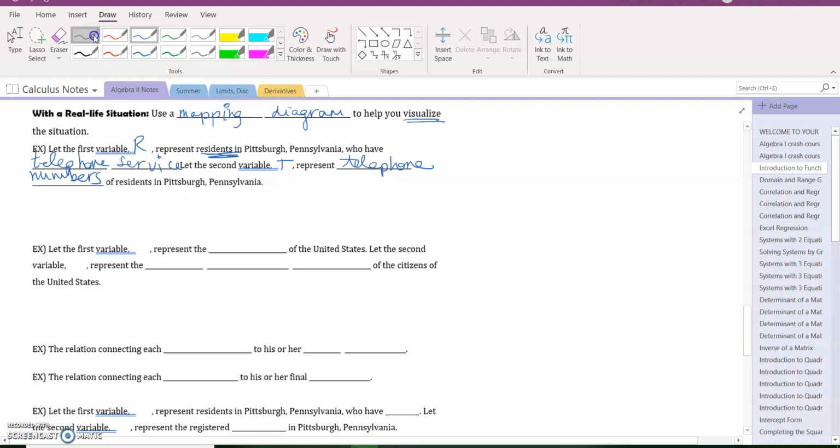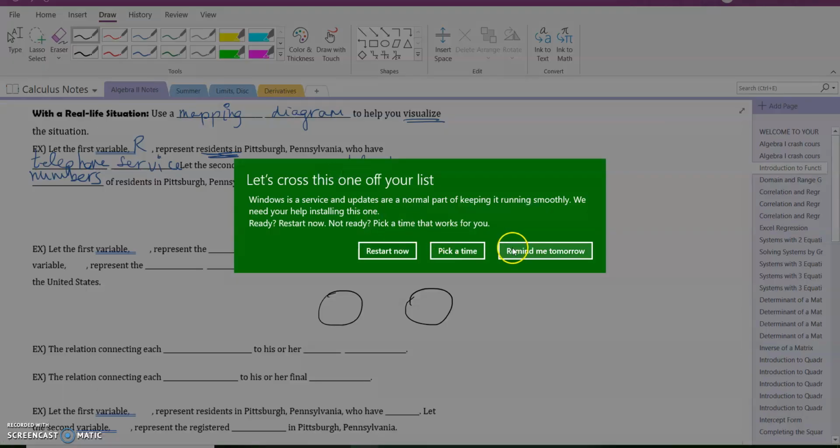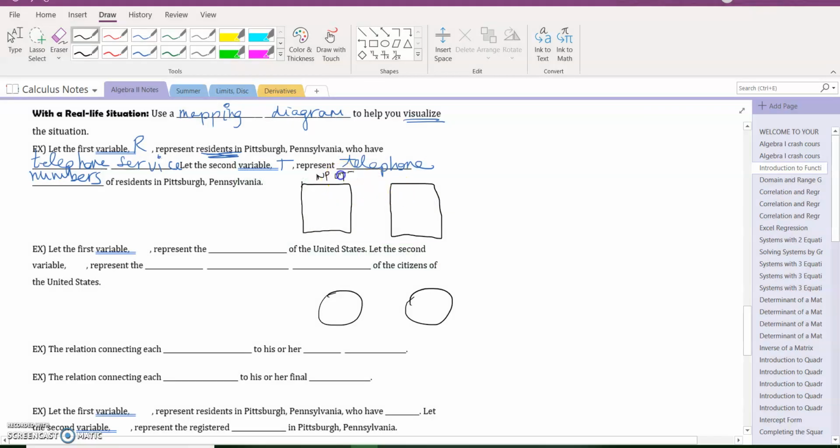So what we can do here, if you're having trouble thinking about whether this would be a function or not, is a mapping diagram. You're going to have 2, sometimes they're boxes, sometimes they're circles. The first box is going to represent your inputs. And in this case, our inputs are the residents. Our outputs are the telephone numbers.